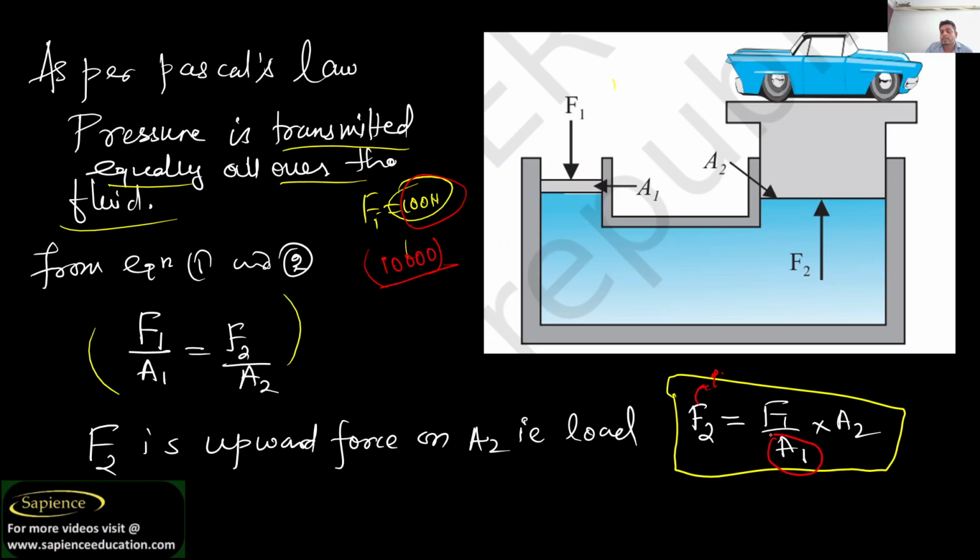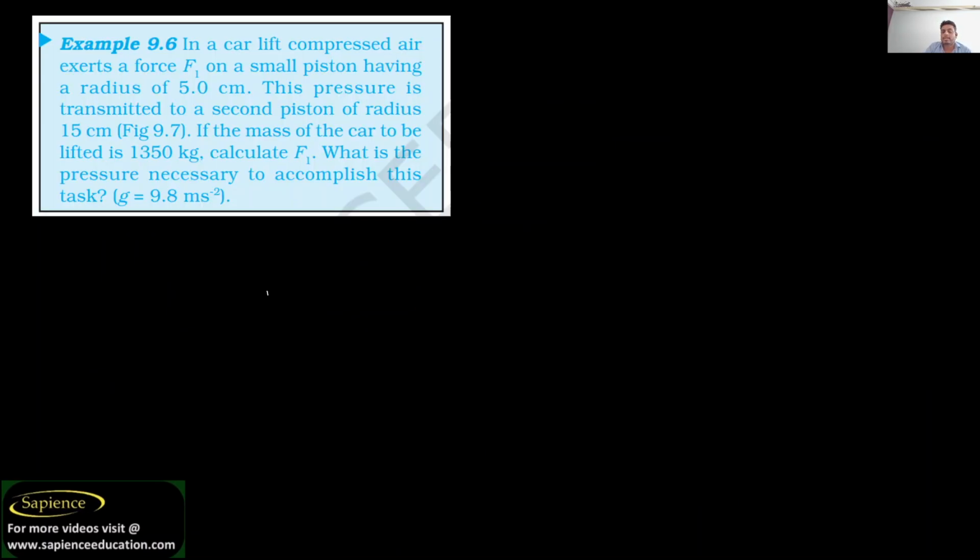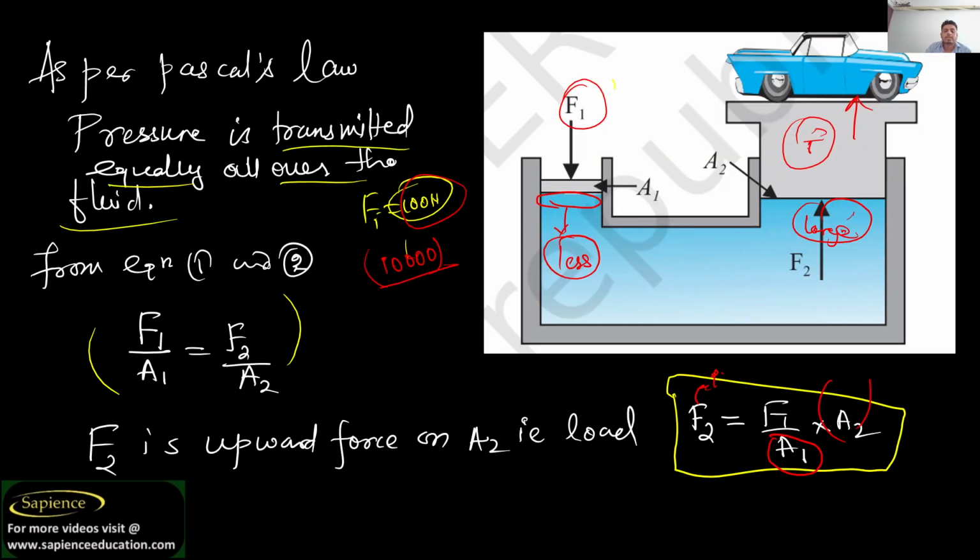We need to reduce this area. That is, try to make this area less, and try to make this area large. The larger this area is, the more force you will get. And if you are getting more force, this car will easily get lifted by applying just a small amount of force. So if you want to increase the force, use this equation. We should increase the area. I hope you have understood this Pascal's law.